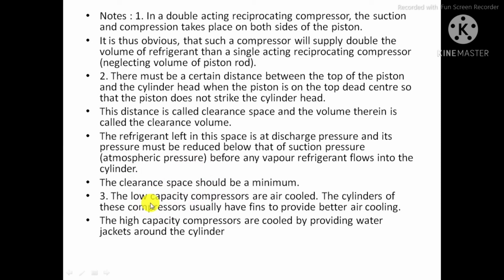The low capacity compressors are air cooled. The cylinders of these compressors generally have fins to provide better cooling. If the compressor is of low capacity, of less size, then it is generally air cooled and we provide fins for air cooling. The high capacity compressors are cooled by providing water jackets around the cylinder. So for high capacity compressors, water jackets are provided and they are water cooled.